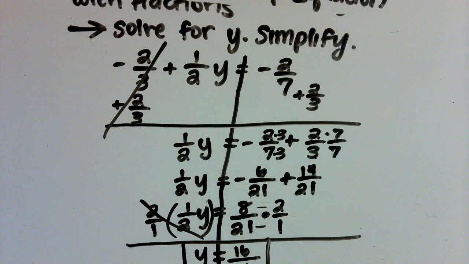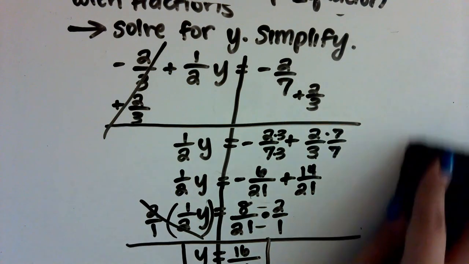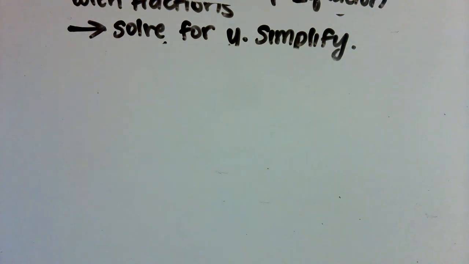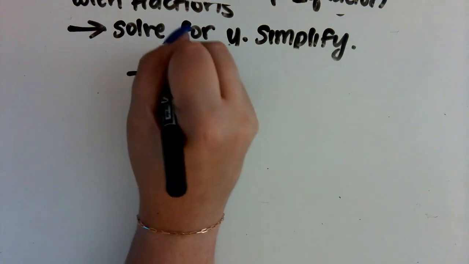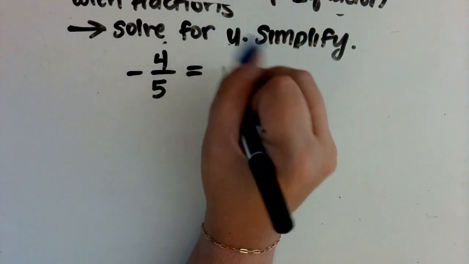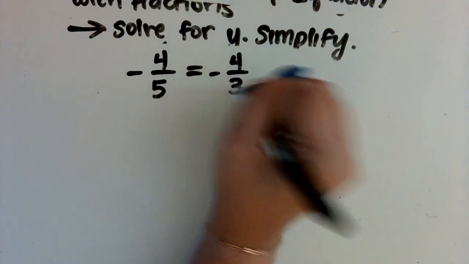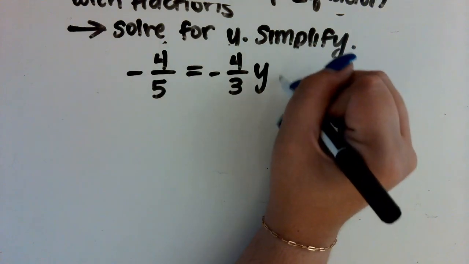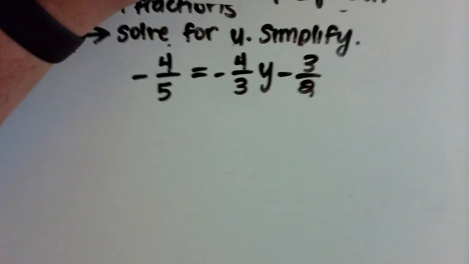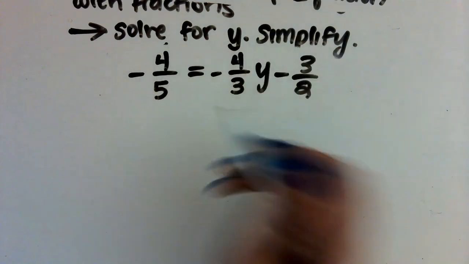Next up, let's go ahead and do one more example of this. Okay, we are again going to be solving for that variable y, but this time it is negative 4/5 is equal to negative 4/3 y minus 3/2. And again, we are solving for y.